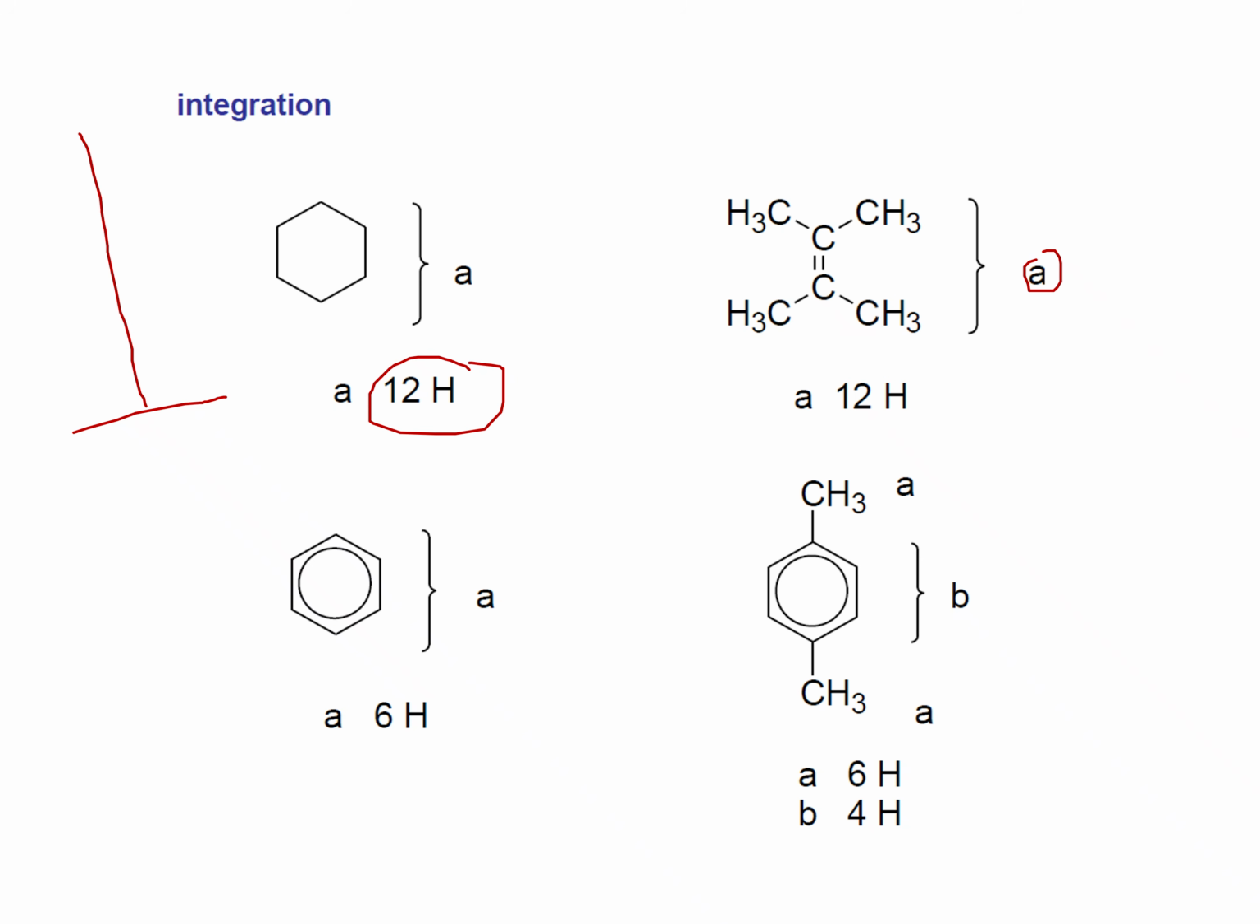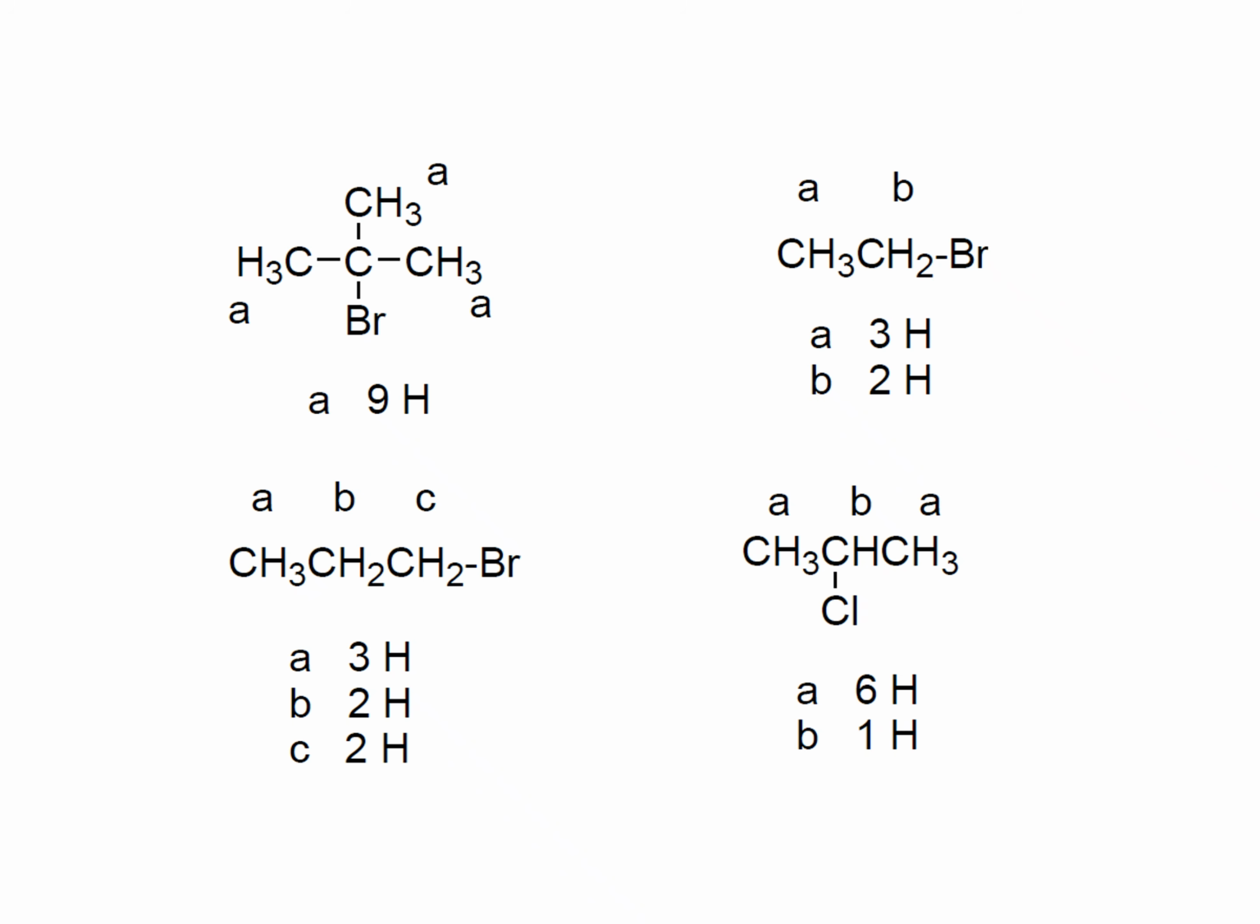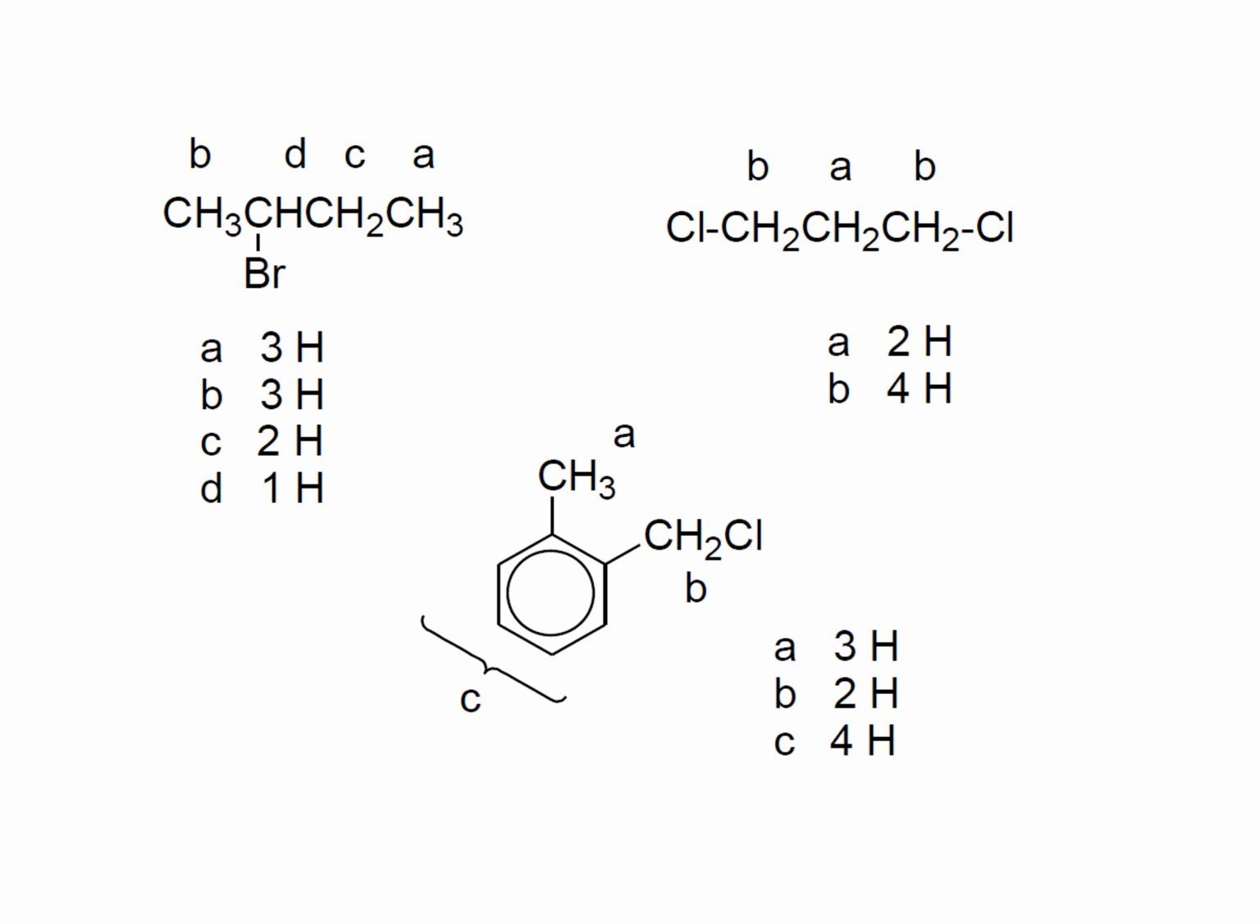6 hydrogen here, of the same environment. There are two environments here, one for CH3 and another for benzene. So for benzene, sorry, it would have 4 hydrogen, because here there are only 4 hydrogen in the benzene, and 6 hydrogen is for the methyl, 2 methyl groups. So you can also understand this: there are 9 hydrogen, 3 hydrogen, 2 hydrogen. You can also see yourself what it actually means.